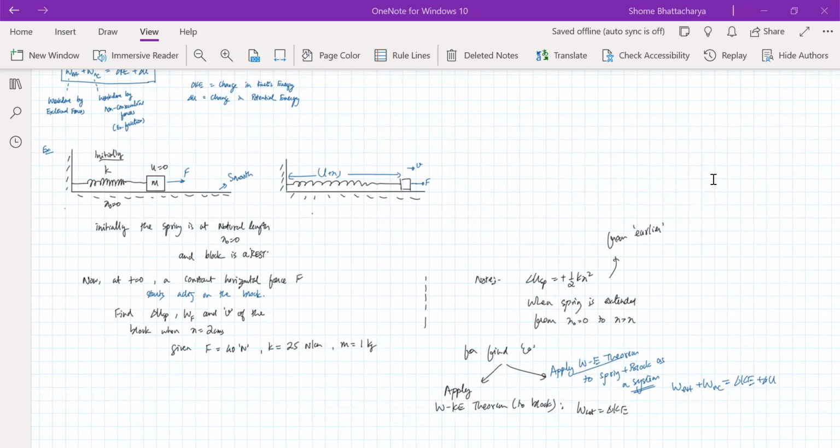Okay, so now at t equal to 0, a constant horizontal force F starts acting on the block. So unlike the previous situation where the external agent was slowly extending the spring, so the force was not constant, the force was increasing as the spring was stretching, that's not happening here. Here, right from the word go, we are applying a constant force of magnitude 40 newtons. It's not increasing or decreasing. The force is constant in magnitude throughout the motion.